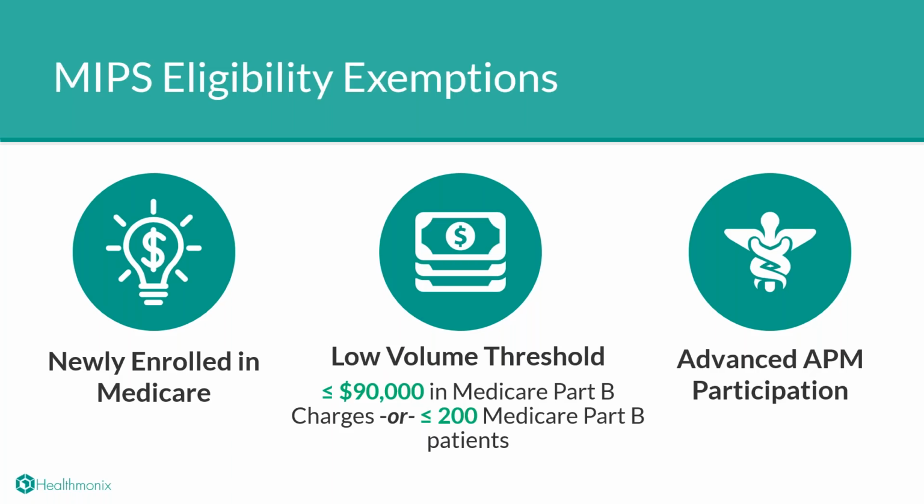Now, this is an increase in the low volume threshold such that in 2017, if you billed less than or equal to $30,000 in Medicare Part B, or saw 100 or fewer Medicare Part B beneficiaries, you are considered exempt. So now that's raised and will allow a larger number of eligible clinicians, I should say, to be considered exempt for MIPS for 2018 reporting.